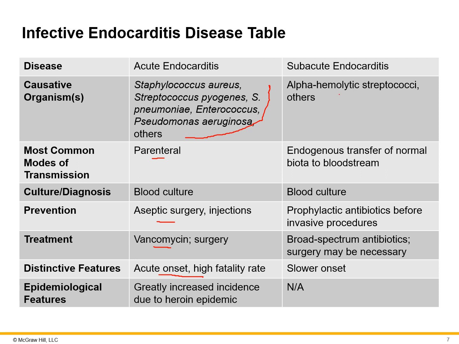The subacute is caused by some other bacteria, so alpha hemolytic streptococci and others. It's endogenous transfer from the normal biota. So again, there are normal bacteria that are in the body. If those, however, get into the bloodstream, then they can become dangerous. So again, that normal flora is good, but whenever it goes someplace it's not normally found, that's whenever we get problems. So prophylactic antibiotics before invasive surgery.